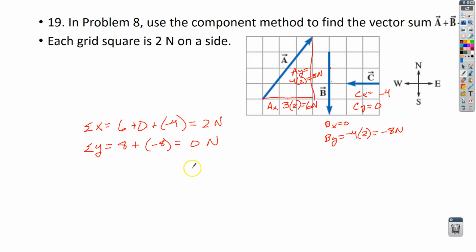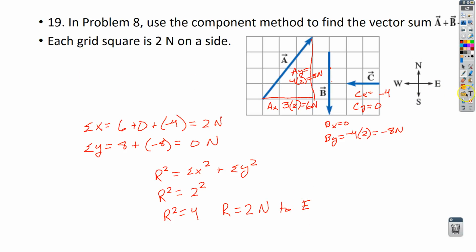Because we want to find out what is the overall sum, we're going to say our resulting vector squared is equal to the sum of the x's squared plus the sum of the y's squared. But what's really nice here is we don't have anything in the y direction, so we can just do our x's. And so we've got r squared is equal to 2 squared. So that would be r squared is equal to 4. And so our resulting vector would be 2 units, or 2 newtons, to the east.